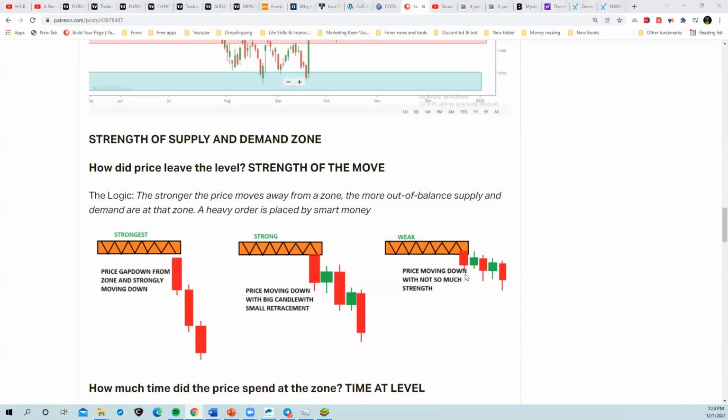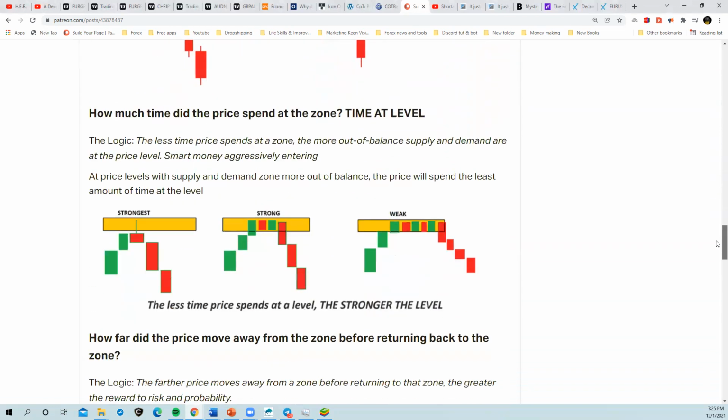Now weak is when price doesn't move much. So if you see price comes up, you get into an entry, but you see price barely teetering around, it's going to be an indication that price may get ready to break that zone. Move your stop, or go ahead and take profit on that trade.